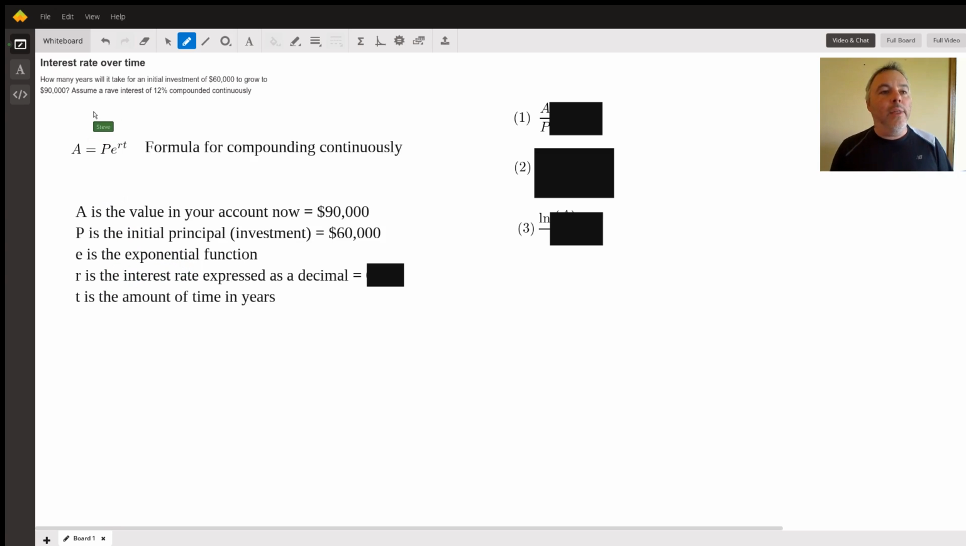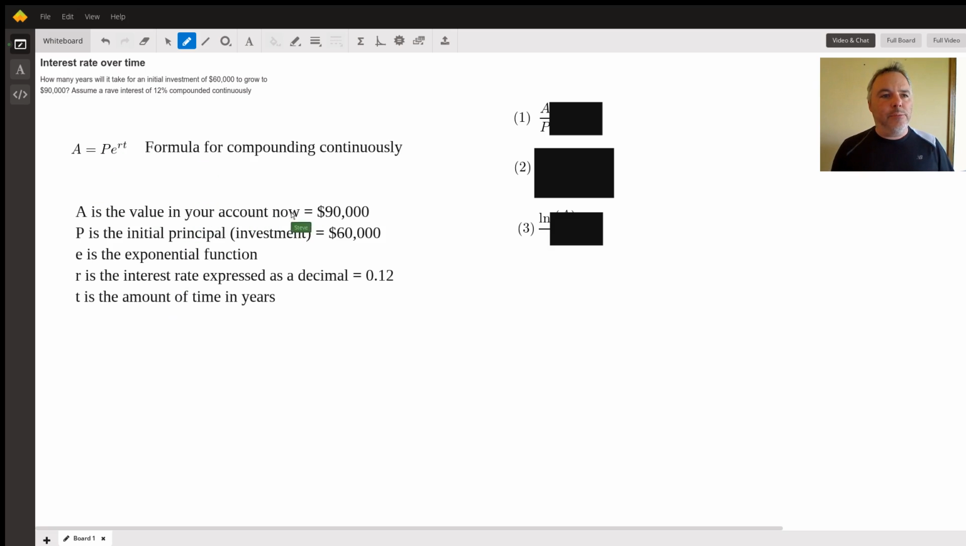And R, what's R? Well, that's the interest rate. So here they give you the rate as a percentage, but the key here is you need to have it as a decimal. So what is 12% expressed as a decimal? So you take 12% divided by 100%, 12 over 100, what would that be? That would be 0.12. So that's another key. There's a lot of little steps here. You got to get everything just correct. And so the interest rate as a decimal is 0.12, and T in this formula is the amount of time in years.